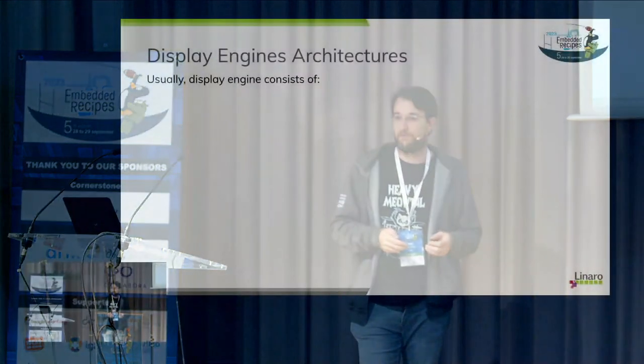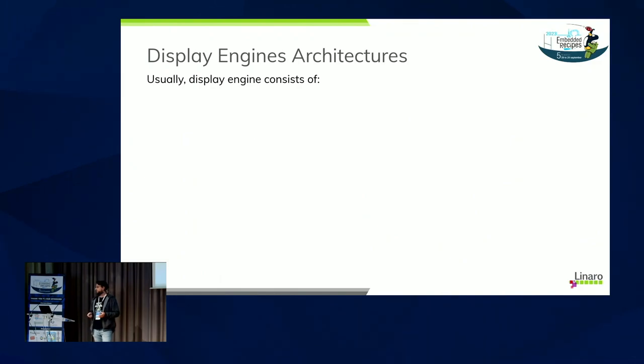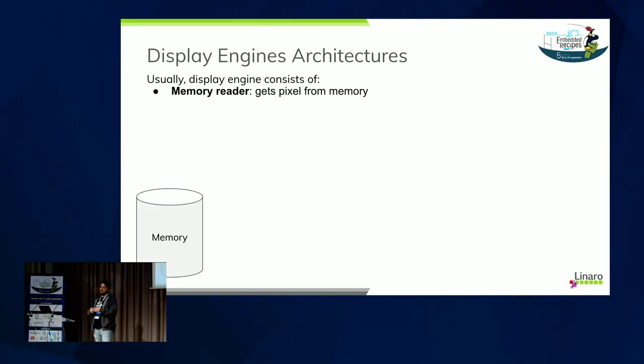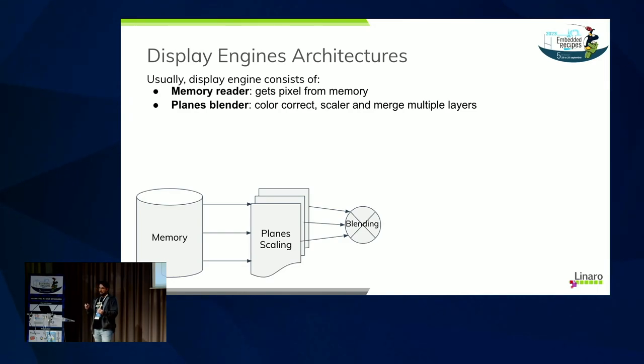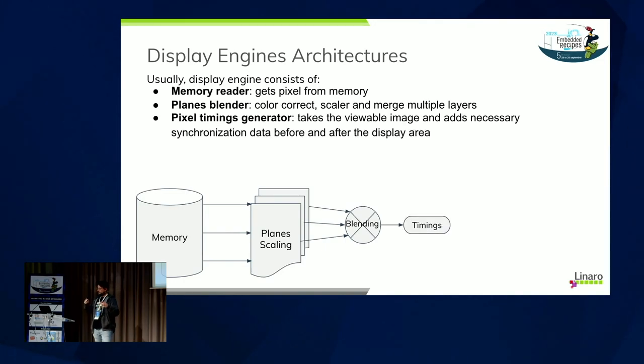So let's talk about display engine architectures. We've seen how a pixel is taken from memory to send to a monitor, so let's do the same. First you have a memory reader, which reads from memory. You have these planes blending: you take different layers and you blend them. You scale, you change the size to have a final picture. You fit it with the timings. We call it a timing generator, or with plenty of names depending on the SoC.